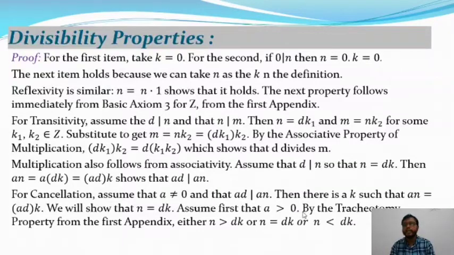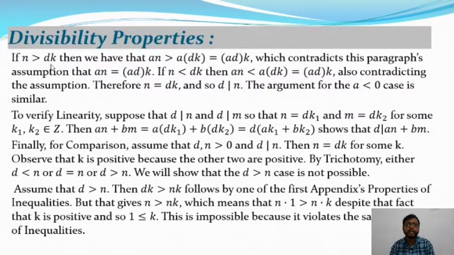Assume first that a is greater than 0. By the trichotomy properties from the first appendix, either n is greater than dk, or n is equal to dk, or n is less than dk. So there are three cases. The first case, n greater than dk. When n is greater than dk, then we have an greater than a into dk, and applying the associativity property, we get ad into k.